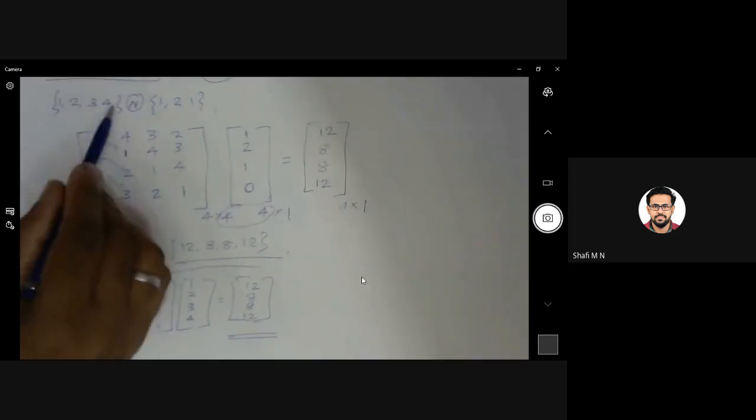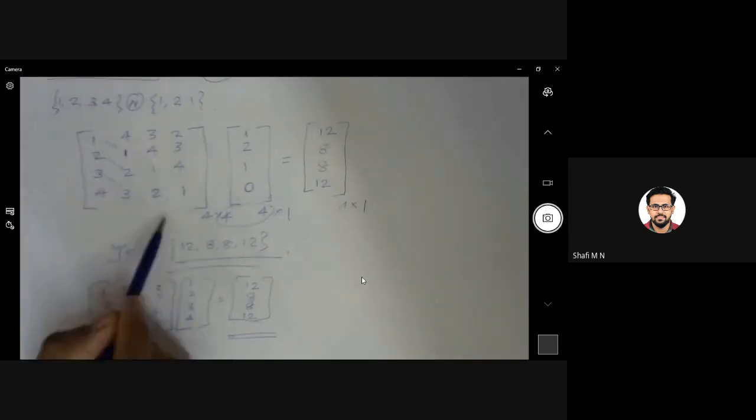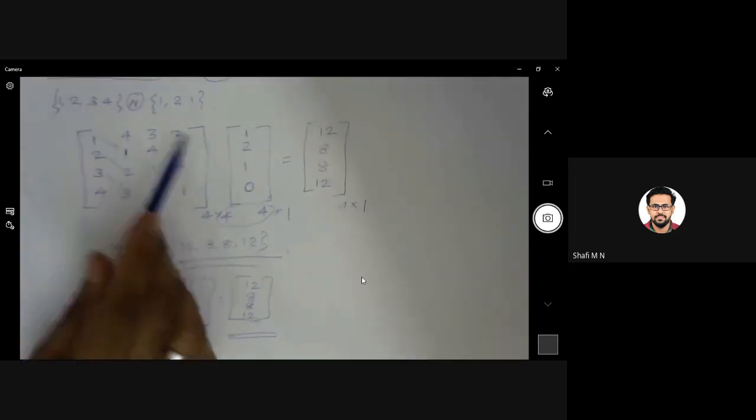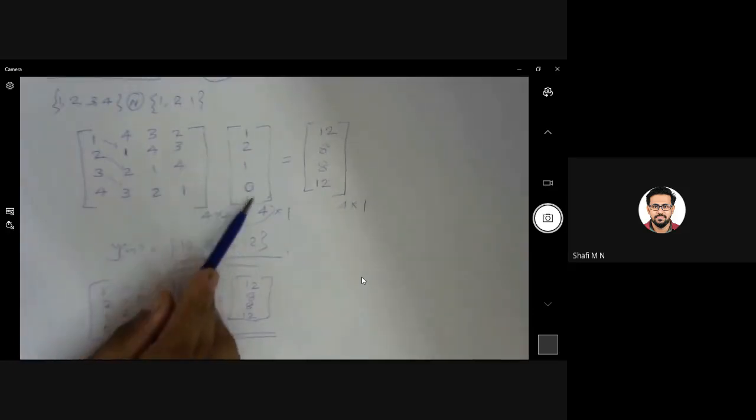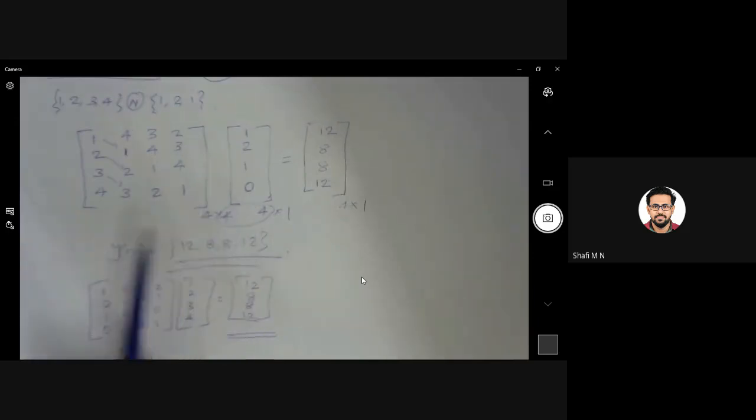Matrix method: choose any one of the sequence, formulate a 4x4 matrix using one sequence. Choose the second sequence as 4x1 matrix. Or maximum of m comma n, generally. In this example it was 4.